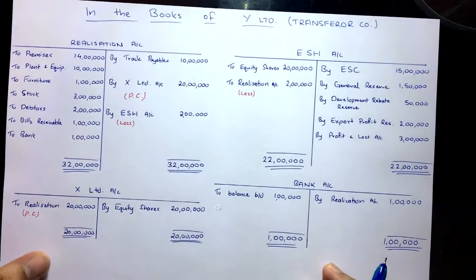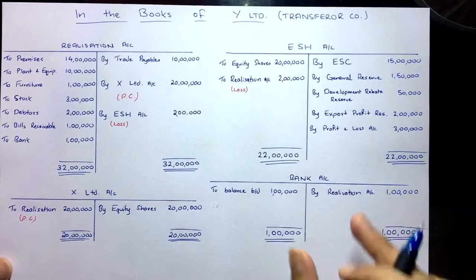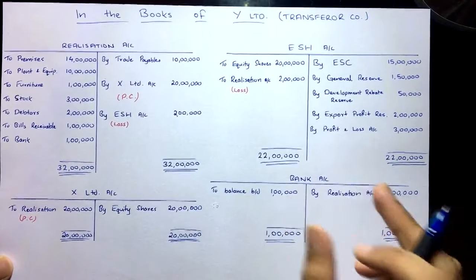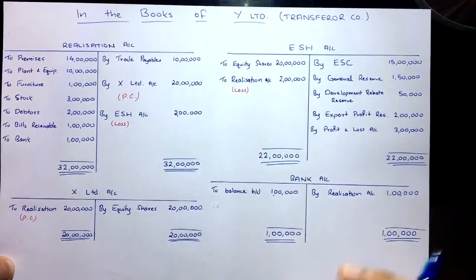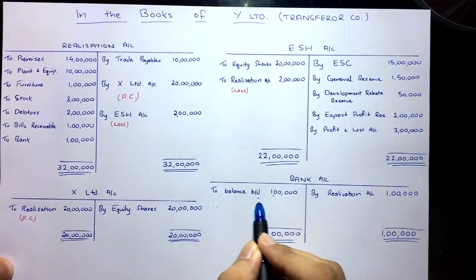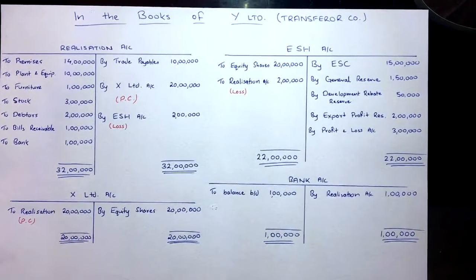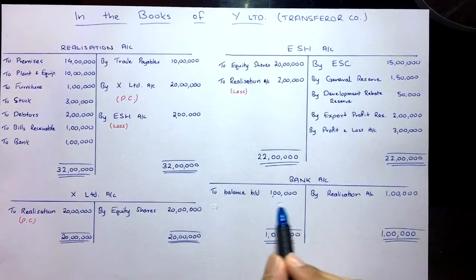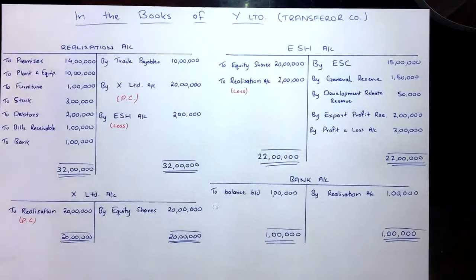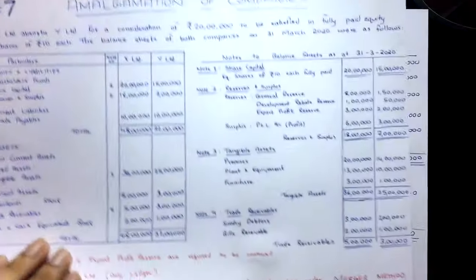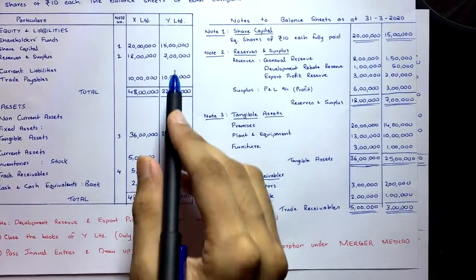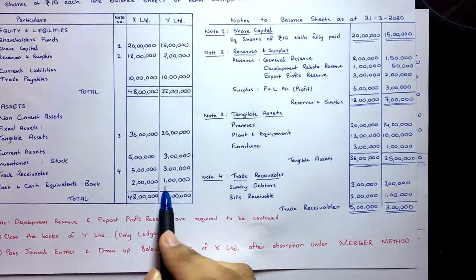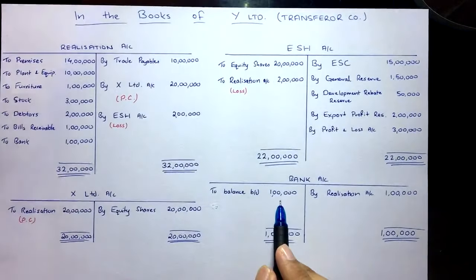Okay, then what have you got? Then you have to take the bank account. In bank account, you have to take cross posting from all the accounts. See here, it's very simple. Bank account, to balance brought down. First, we have to take how much money is there in our bank account. In the balance sheet, how much balance do we have in our bank account, in the books of Y Limited? We are preparing in the books of Y Limited. So 1 lakh. Yes, so to balance b/d, 1 lakh.